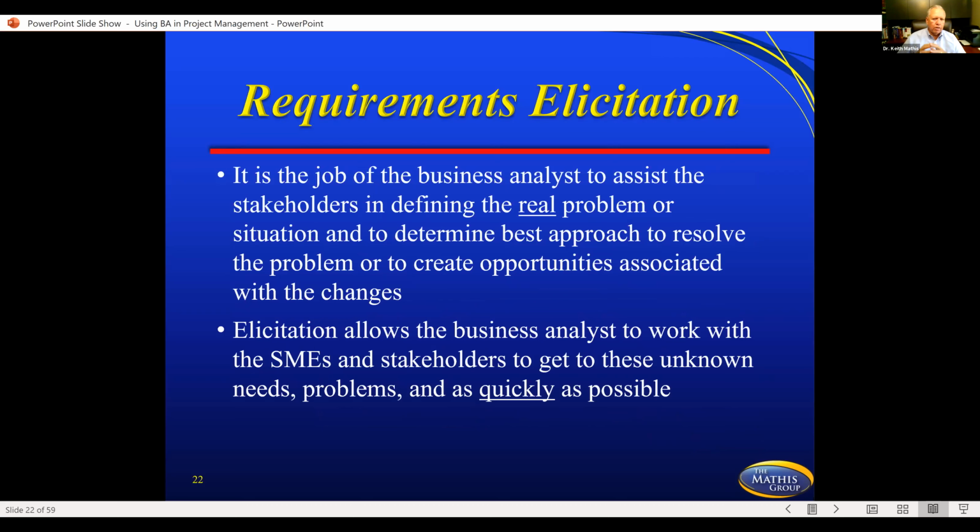Now, did you catch the lingo in that first bullet point? It's the business analyst's job to be a problem solver on this project. So when the team comes across a problem, the business analyst is one of the researchers trying to come up with a solution, not just the person taking the order from the customer and making sure you're complying with that. They look for a solution that's going to reach the benefits of what the customer wants, and make that recommendation back to the team. Elicitation also allows the business analyst to work with the SMEs and stakeholders to get these unknown needs and problems as quickly as possible. That's the reason why the BA is a powerful person on the team.